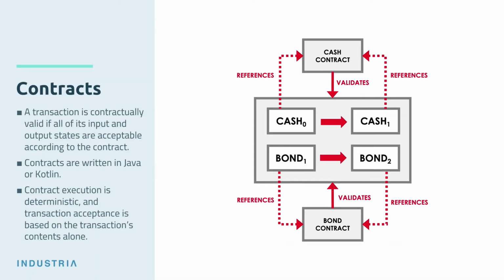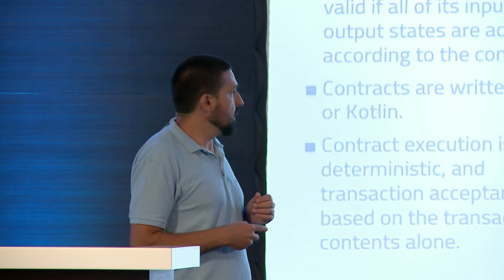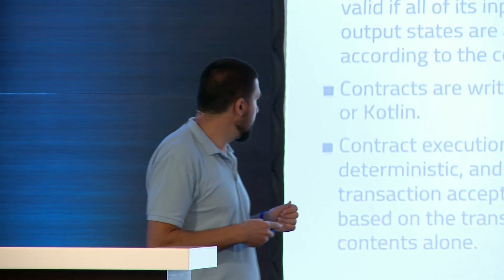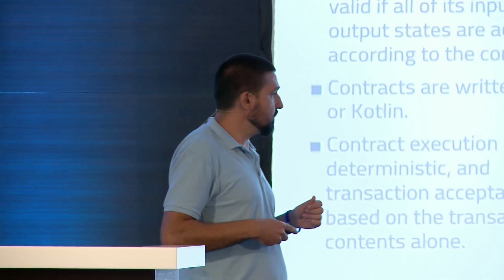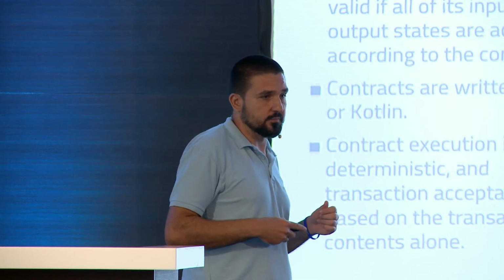And the contracts. Each state is bound to a contract. In order for a state to be created, redeemed, or changed, this needs to be validated by a contract. And only one contract is responsible for changing the state. In one transaction, you can have more than one contract because you can have different types of states in the same transaction.